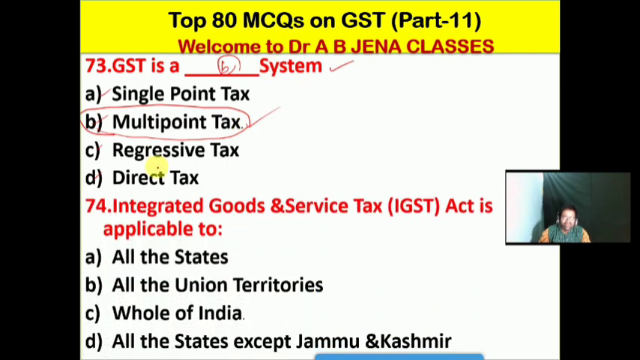So next one हम देखेंगे, Integrated Goods and Services Tax, मतलब IGST Act is applicable to: A) all the states, B) all the union territories, C) whole of India, D) all the states excluding or except Jammu and Kashmir, friends. So C is the right option for this MCQ. मतलब Integrated Goods and Services Tax, मतलब IGST Act is applicable whole of India.